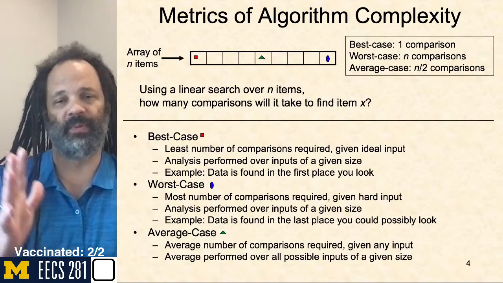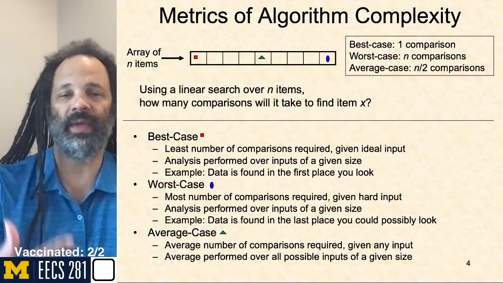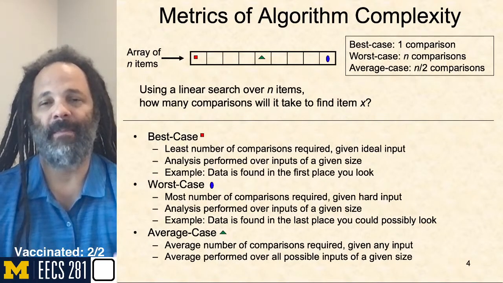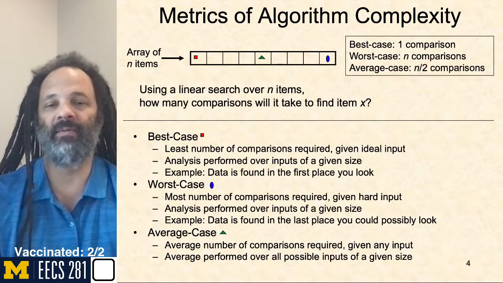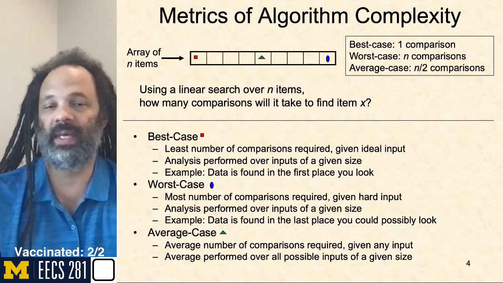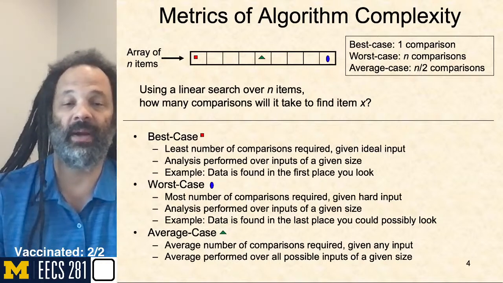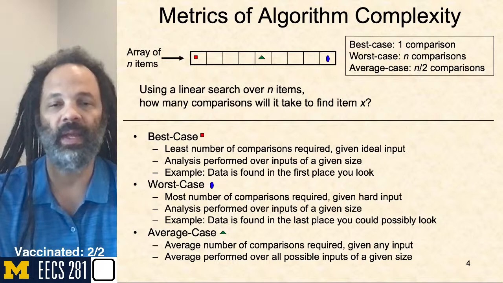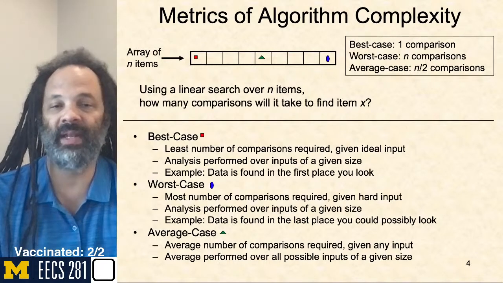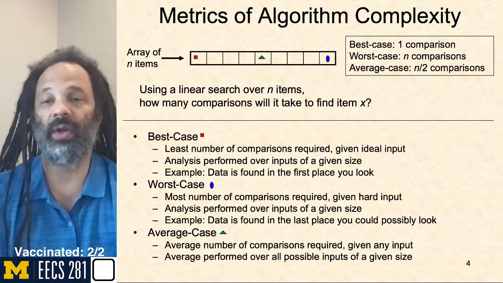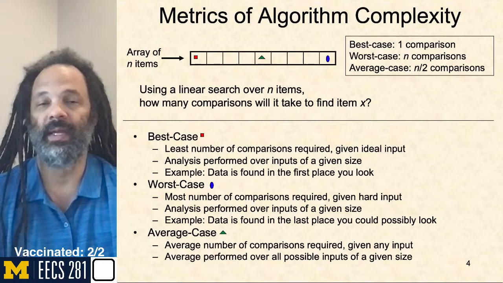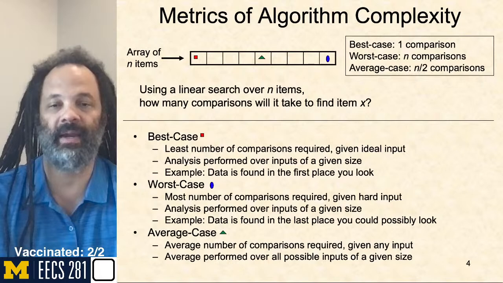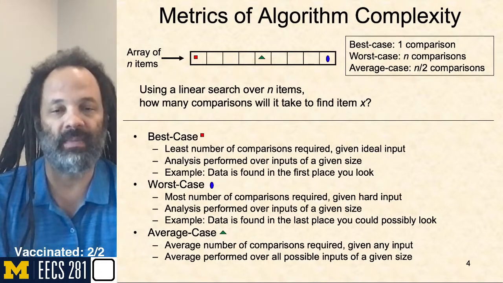If we perform this analysis over the inputs of a given size, you can see that my best case happens when what I'm looking for is in the first place I look. The worst case requires the most number of comparisons. This is when I've been given hard input. The data happens to be found in the last place I could possibly look, or even worse than that, what I'm looking for doesn't exist, and the only way I can find it is by looking at everything to know that it's not there. The average case, we talked about that.